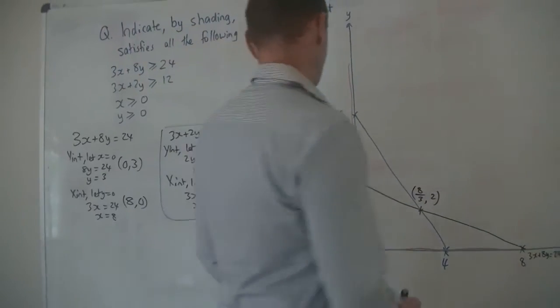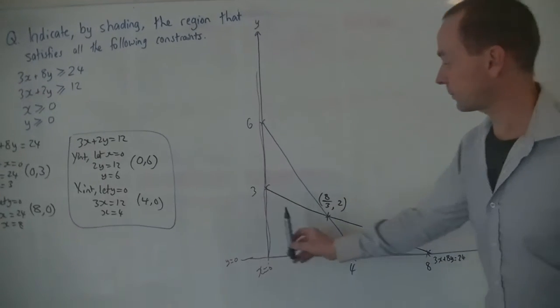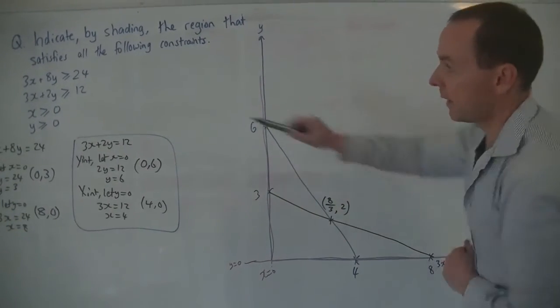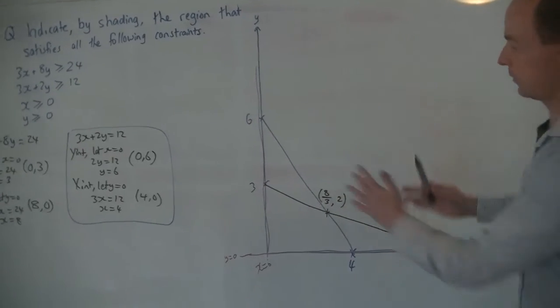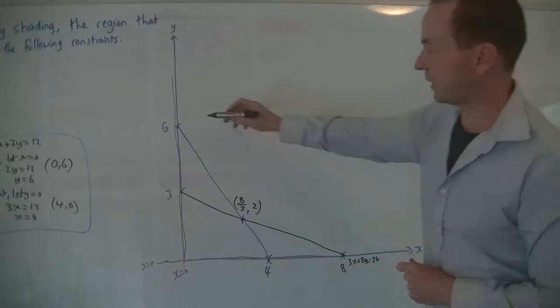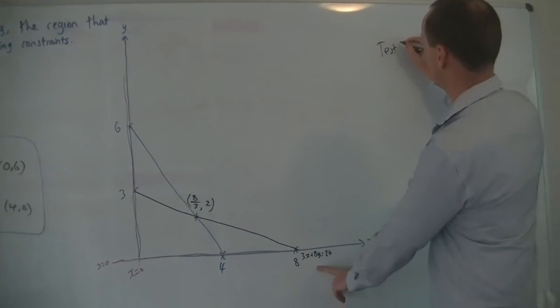Okay, we know that x is greater than 0, so we know it's that way. We know y is greater than 0, so it's that way. So we know it's in this quadrant, so it's in here somewhere. So now we just need to check these other two. So let's do a test point. I'll write here what I'm doing.